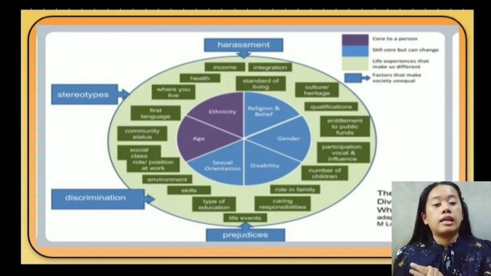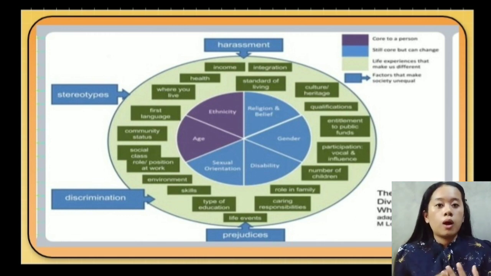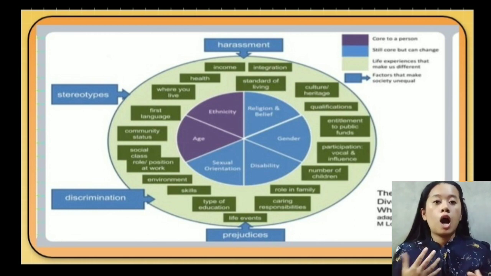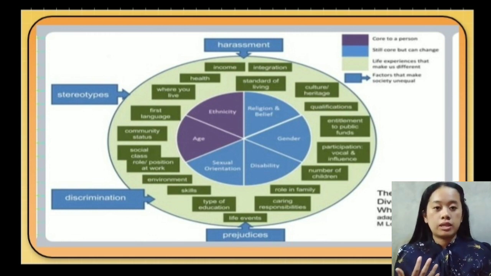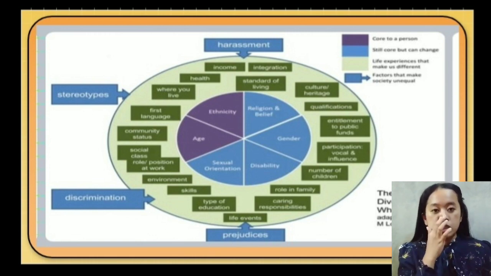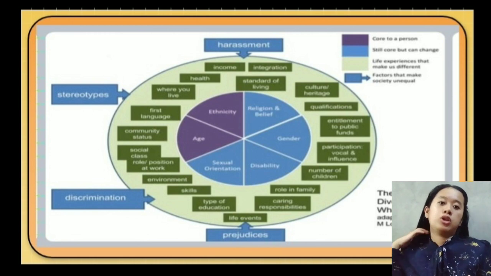Next is the ethnicity. When we talk about ethnicity, no matter how many places we go to or live in, or magkakaroon pa tayo doon ng tinatawag na green flag sa places na yon, if we are born being a Filipino and lumaki tayo dito sa Pilipinas, mananatili pa rin yung pagiging Filipino natin. So yun yung ibig sabihin nun.